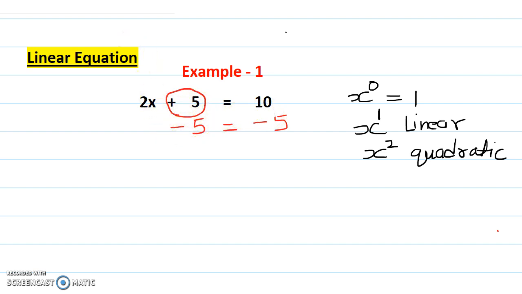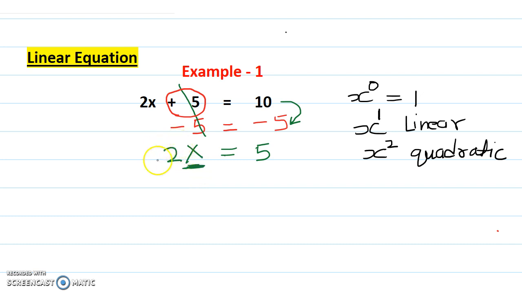So what happens when plus 5 and minus 5 meet? They cancel out, again equal sign underneath equal sign. So on this side, 10 take away 5 is 5. Now what is left on the left hand side? Plus 5 and minus 5 are cancelled out, so we are left with 2x. Now we need to calculate this x. What is the value of x?